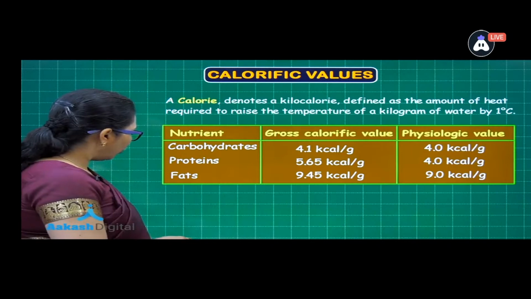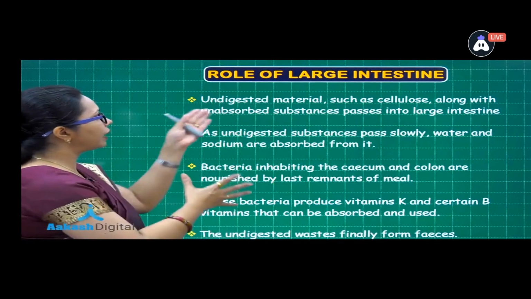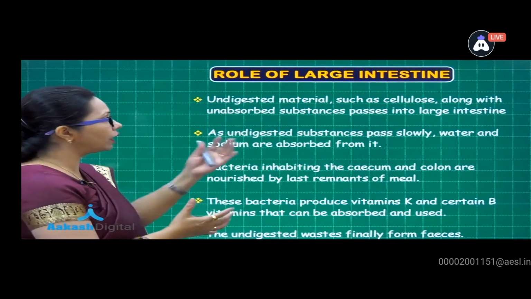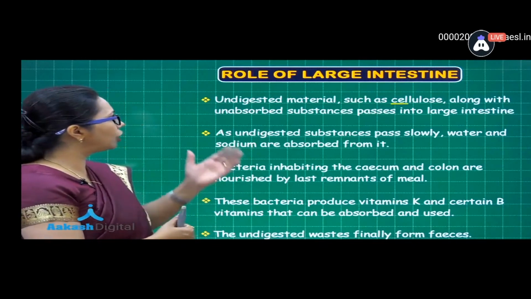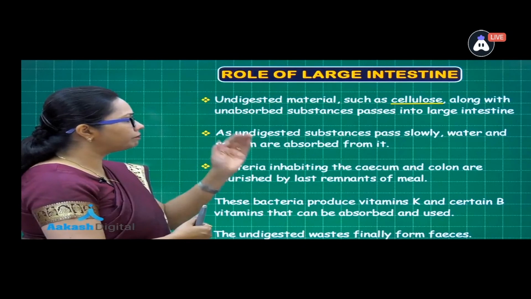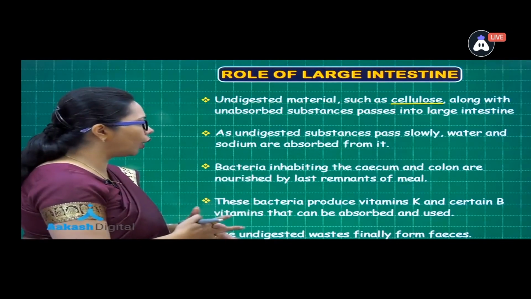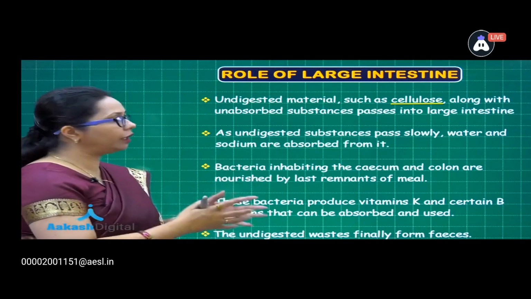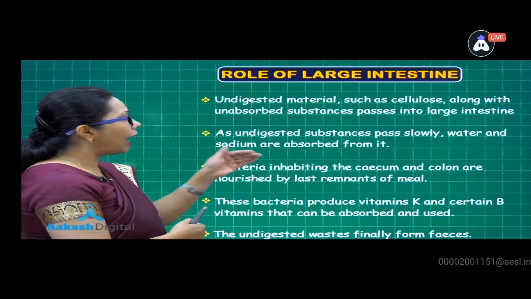Now moving on to the next part, whatever remains undigested passes on to the large intestine. So what does the large intestine do? Undigested material such as cellulose, along with other unabsorbed substances, is acted upon by bacteria inhabiting our cecum and colon, and they ferment all those undigested products.